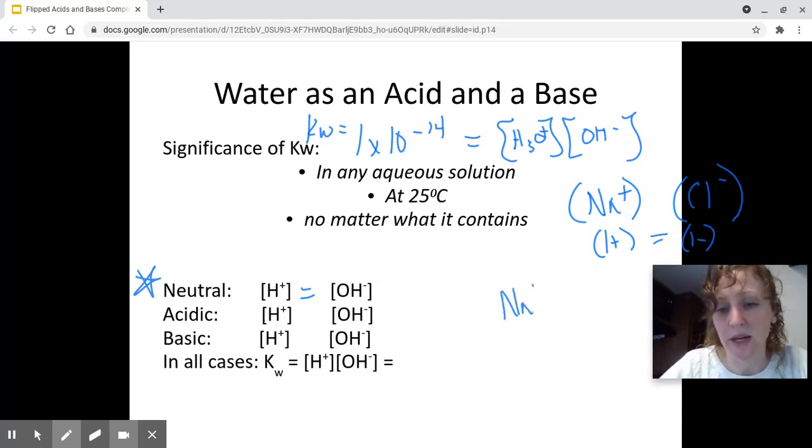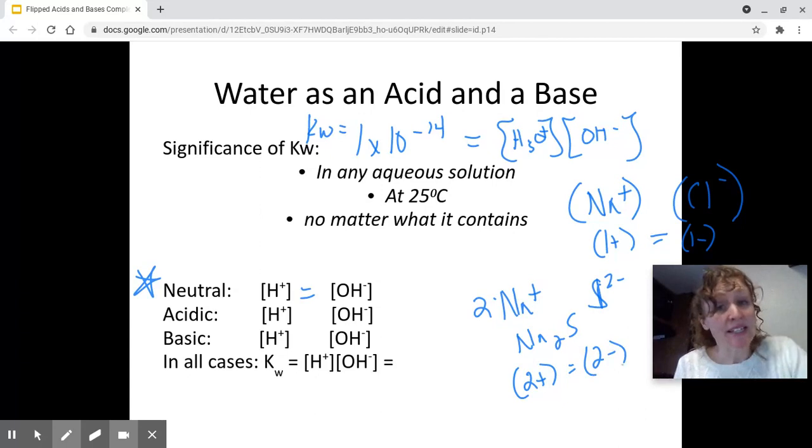If we're going to combine the sodium ion with, like, the sulfide ion, we're going to need 2 sodium ions, Na2S, in order to balance out this compound, because we want our positives to be equal to our negatives, right? It's the same thing in acidic and basic solutions. If you're chemically neutral, it doesn't mean that you have no hydroxides and hydroniums present. It means that you have equal amounts of hydroxides and hydroniums present.